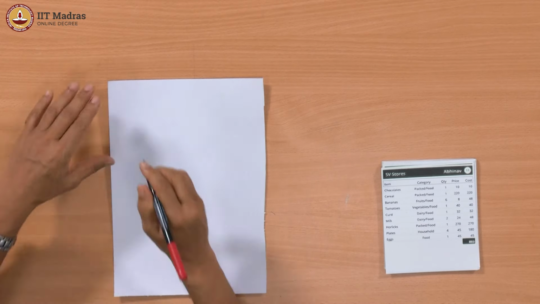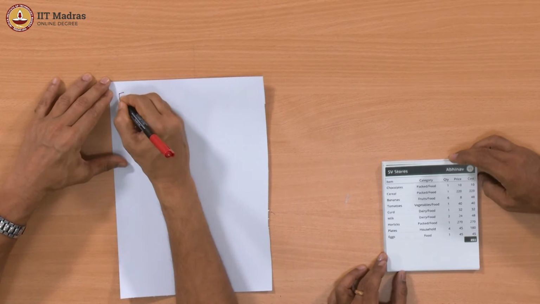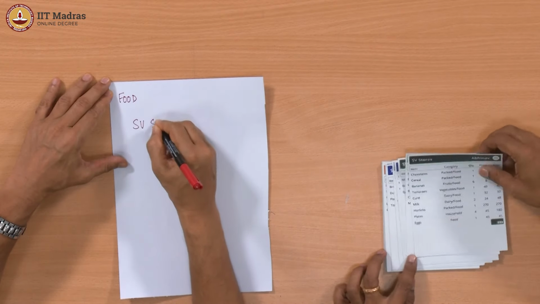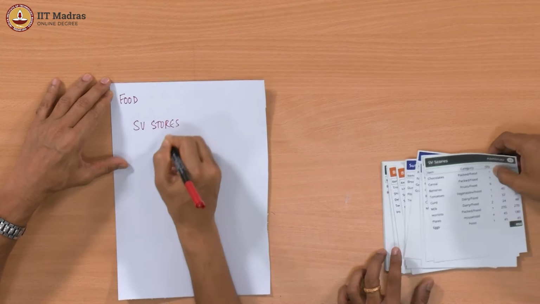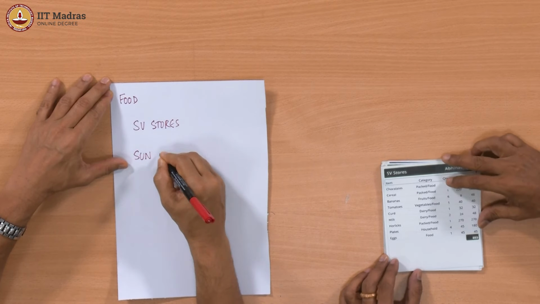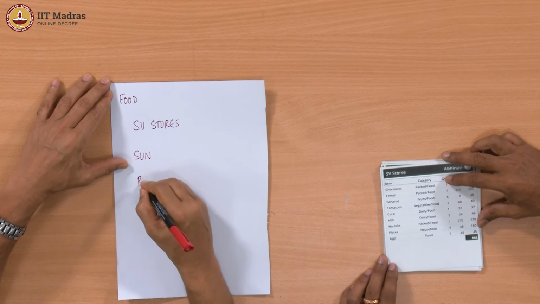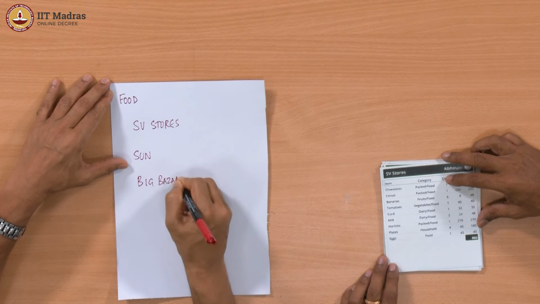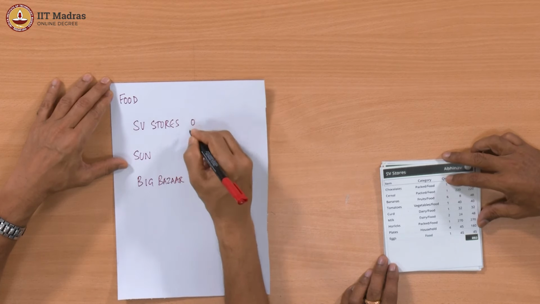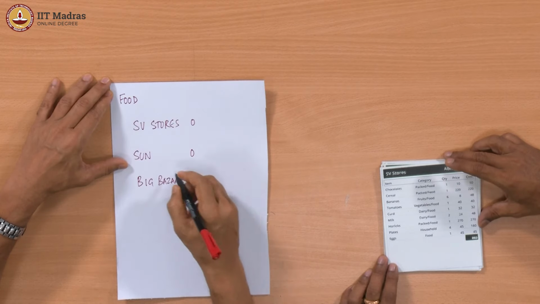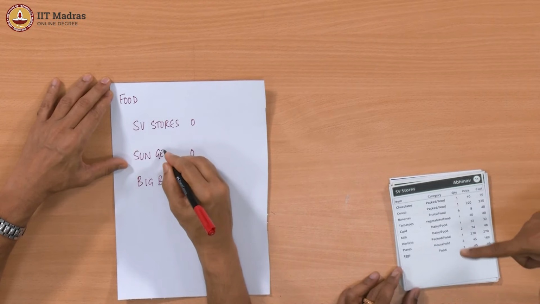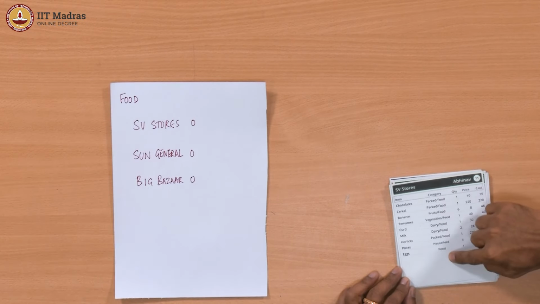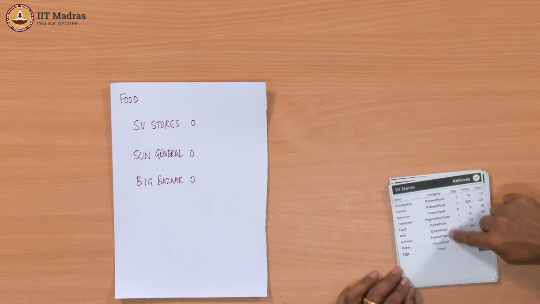There are only three shops: SV Stores, Sun General and Big Bazaar, I think. So three variables. We start with 0 as the count. We are keeping a count of the total number of items, so initially we keep 0 for everything. We are iterating over the cards, and each card has a list, so in each card we have to go down the list.